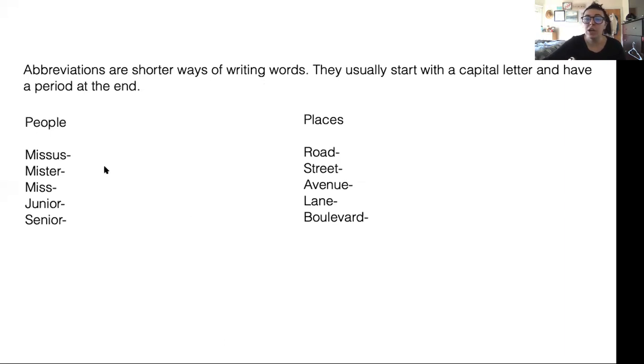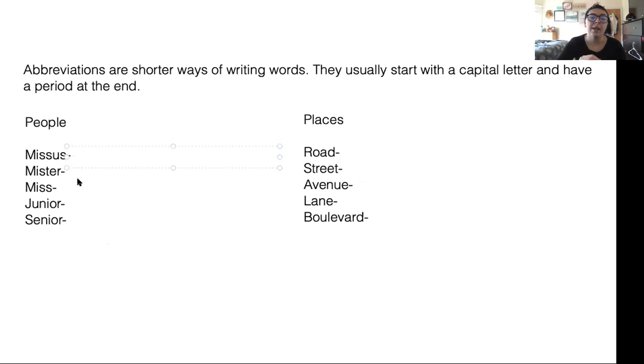So today we're going to talk about people abbreviations and place abbreviations because we already talked about months and days of the week. And then after this today, you're going to play another Kahoot that includes people and place abbreviations as well. So here I've written out the words, and together we're going to think about what the abbreviation could be. And remember, the abbreviation for many of these words starts with the same letter and has a lot of the same letters in it for the most part.